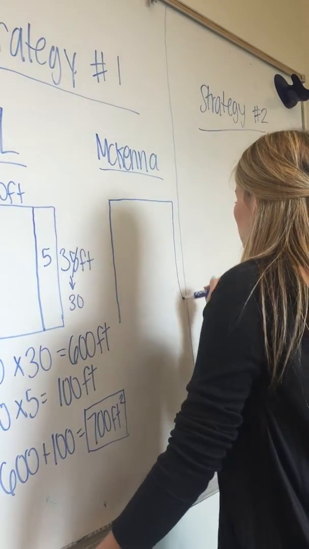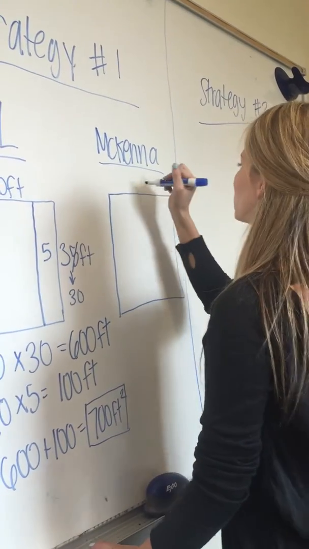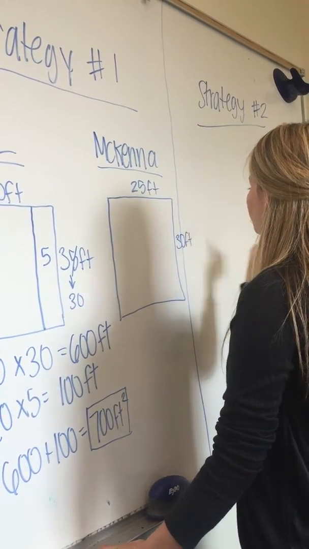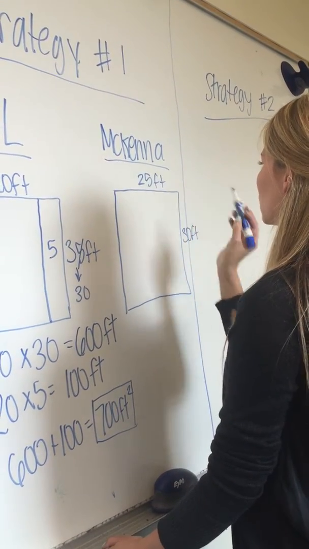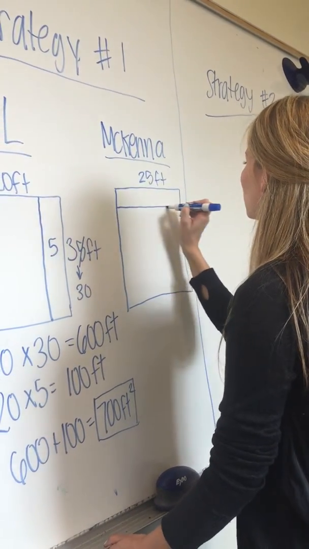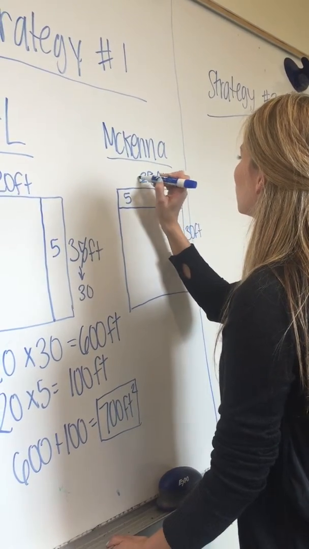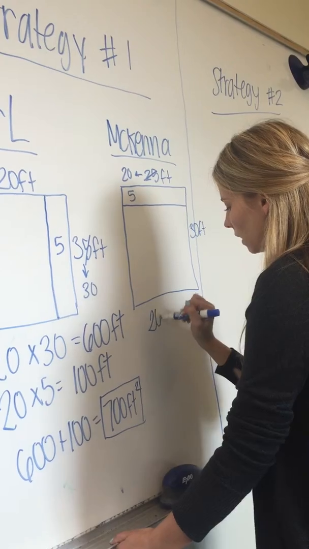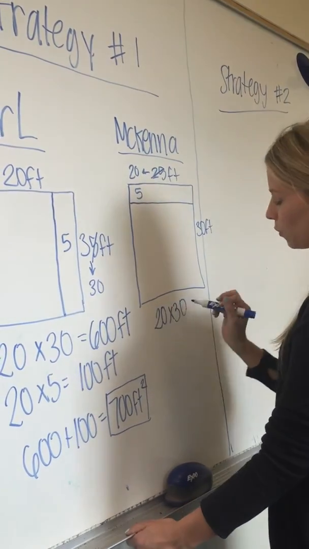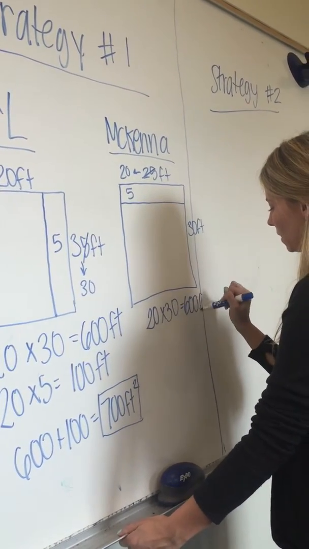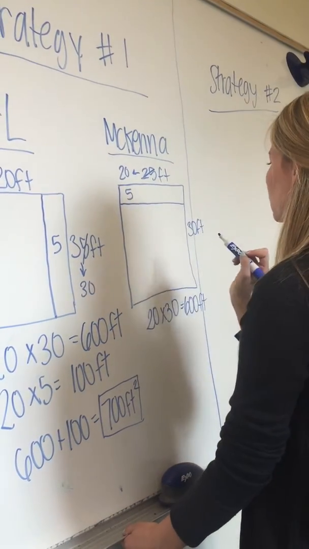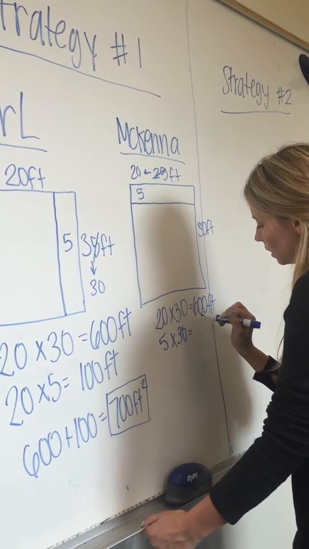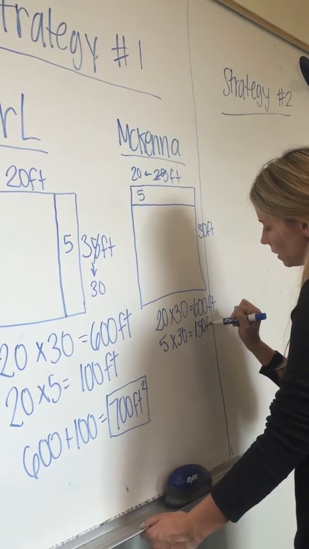I know that the units are 25 feet by 30 feet. And then I think about doing the same thing by taking the 5 away from the 25 and making this into a 20, because then I can multiply 20 by 30 again. And I know from before that that was 600 feet. And then multiplying the last 5 by 30, so 5 by 30 equals 150 feet.